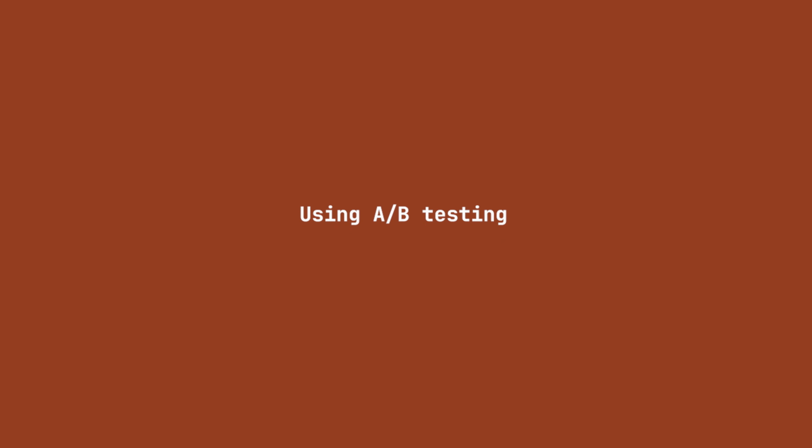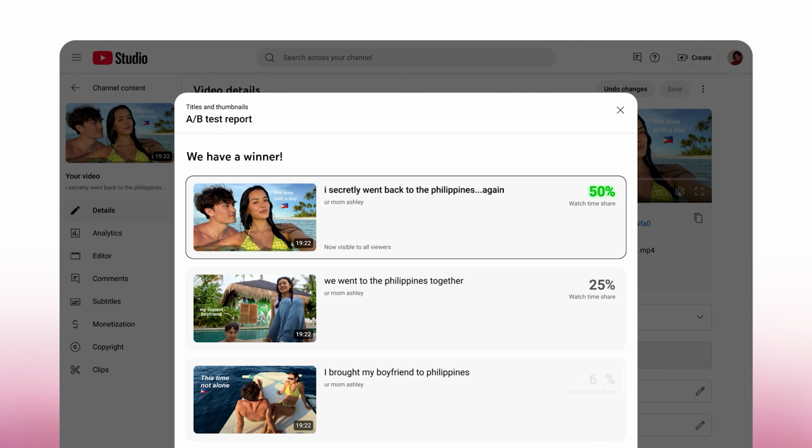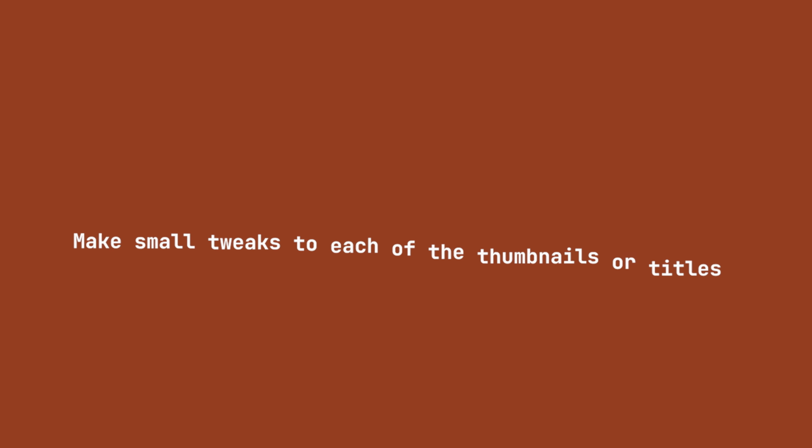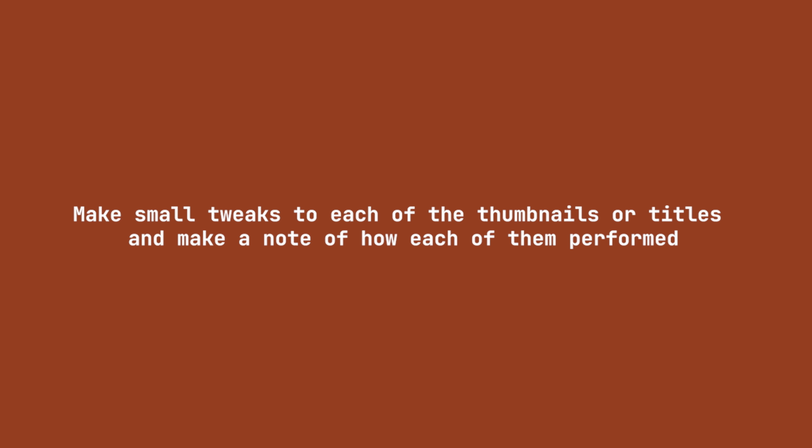Another thing I would be doing is using A/B testing, because that was not a thing when I first started on YouTube. You are now able to test 3 thumbnails and 3 titles, either separately or together, which is mind-blowing. And best believe I would be using this feature. The way in which I would use it though is not by uploading 3 wildly different thumbnails or using 3 wildly different titles. I would make small tweaks to each of the thumbnails or each of the titles, and I would make a note of how each of them performed, right?